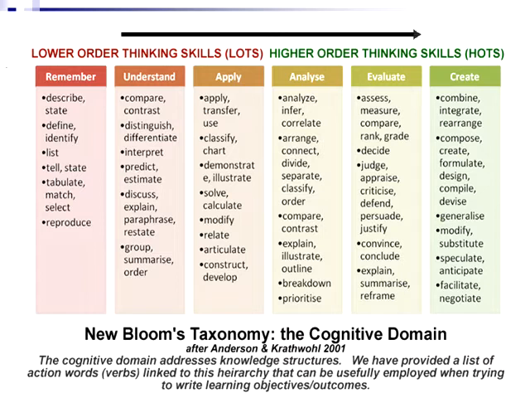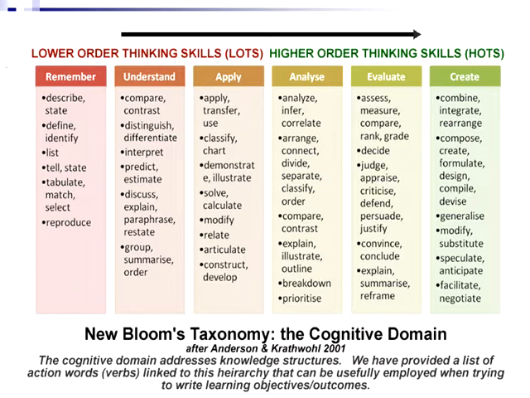So in Bloom's taxonomy, we're talking about lower order thinking skills, remember, understand, apply, and higher order thinking skills, analyze, evaluate and create. And a list of some of the action words, verbs linked to this hierarchy, which can be usefully employed when trying to write learning objectives / outcomes. So for remember, we're talking things like words like describe, state, define, identify, list, tell, state, tabulate, match, select, reproduce.